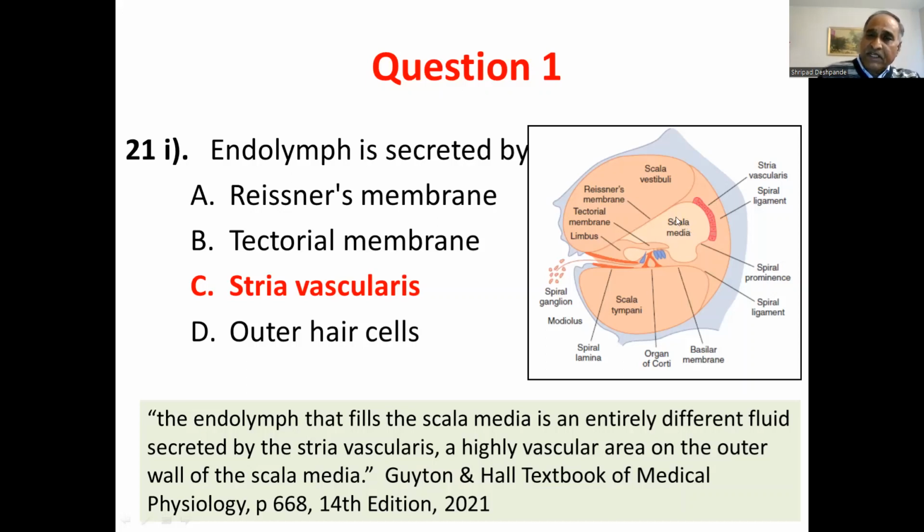The composition of the fluid present in the scala media is different from the composition of the fluid present in the scala vestibuli or scala tympani, because scala vestibuli and tympani communicate at the tip of the cochlea. Now, the answer to this question is: endolymph is secreted by stria vascularis. I have already mentioned other associated structures, and you can get this from any textbook, but I have referred to Guyton and Hall, Textbook of Medical Physiology, page 668, 14th edition, 2021.